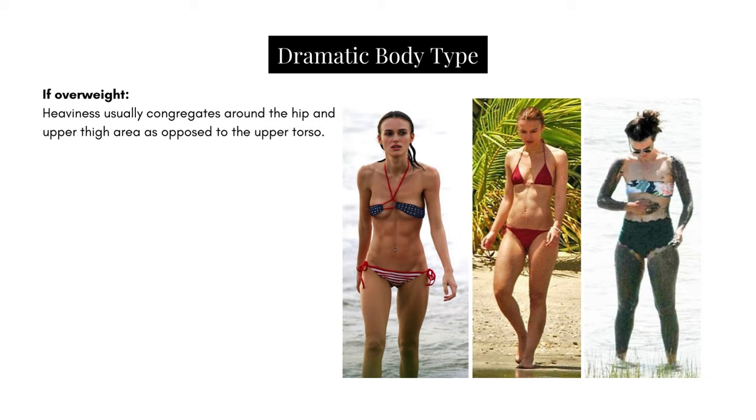If overweight, heaviness usually congregates around the hip and upper thigh area as opposed to the upper torso. Now, in these three images, Keira Knightley looks amazing and is in no way overweight. These pictures do, however, show her at slightly different weight points, and it's interesting to discuss within the context of a dramatic body type how that weight is distributed.